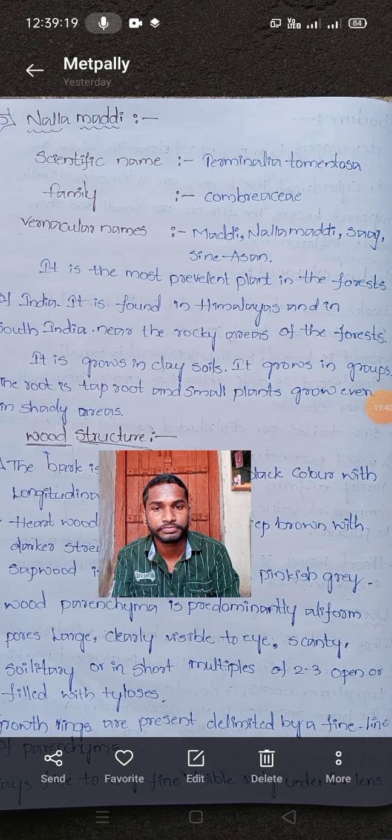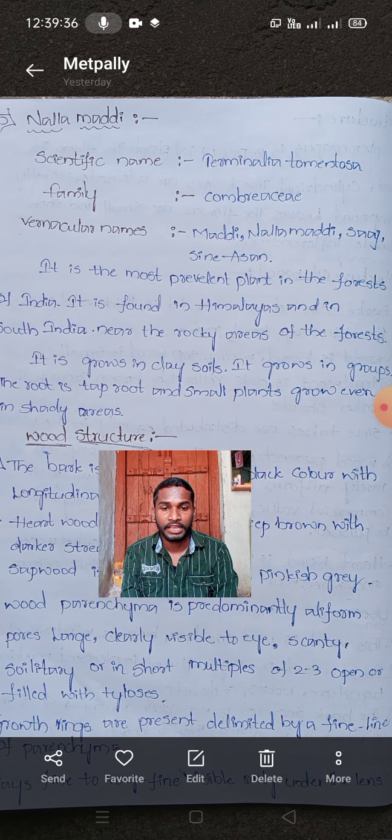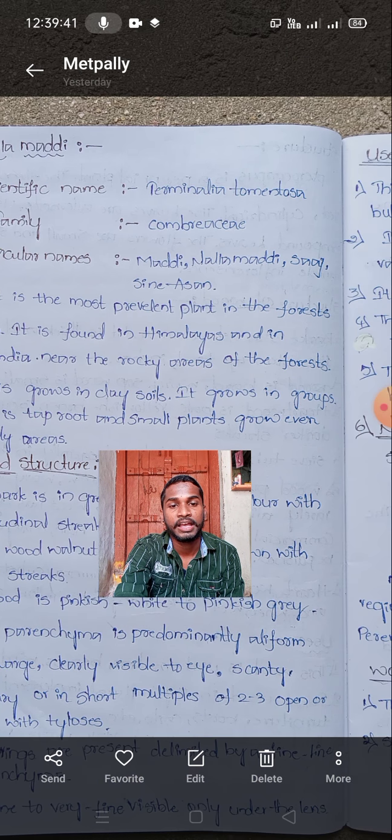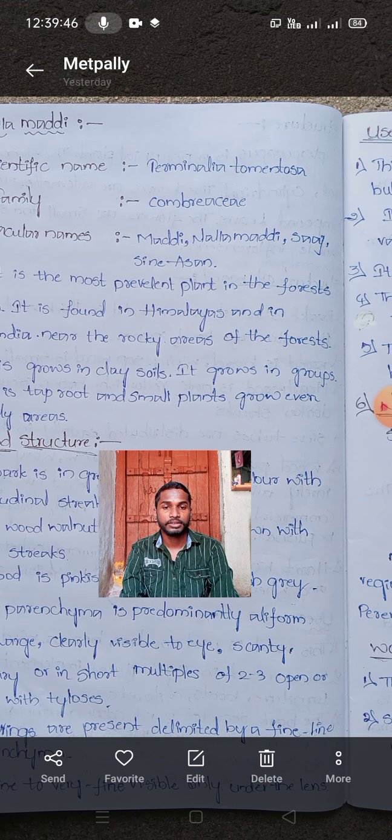Nalla maddi. The scientific name is Terminalia tomentosa. Family is Combretaceae, and vernacular names are maddi and nalla maddi.